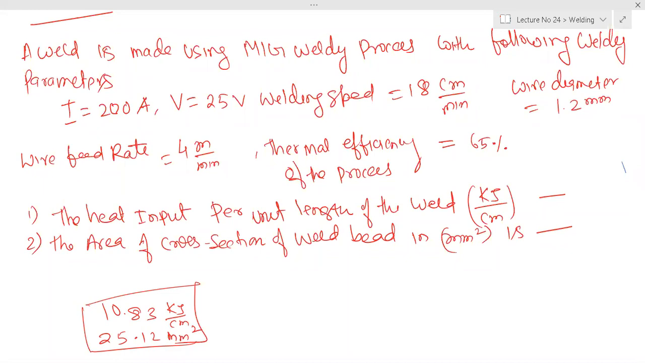A weld is made using metal inert gas welding process with the following parameters: current 200 ampere, voltage 25 volt, welding speed 18 centimeter per minute, wire diameter 1.2 millimeter, wire feed rate 4 meter per minute, thermal efficiency of the process 65%. Find the heat input per unit length of the weld and the area of cross section of weld bead.